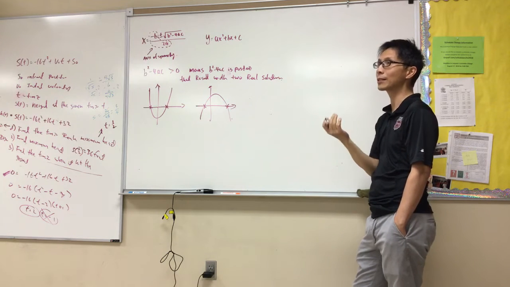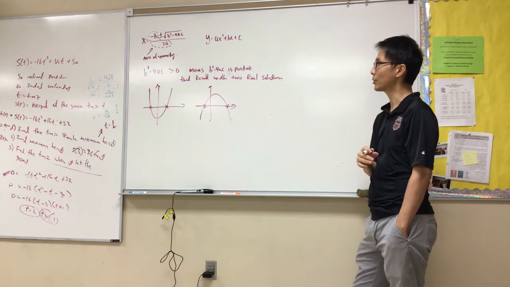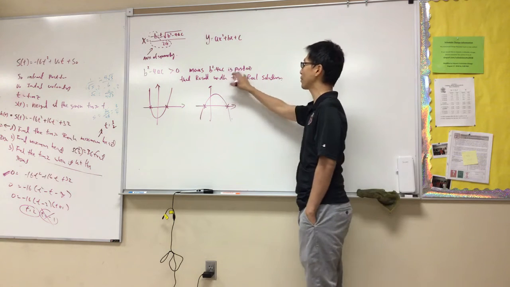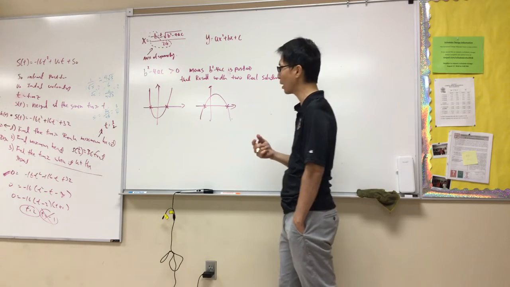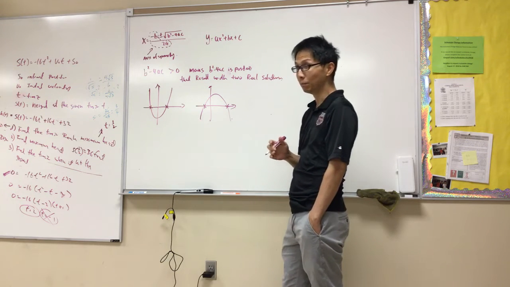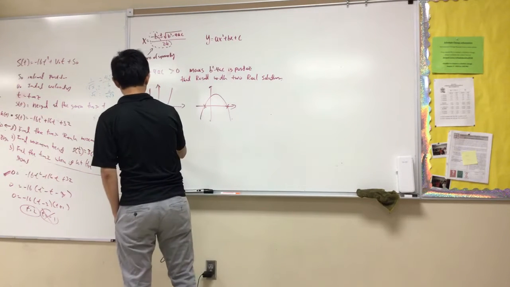Every time you touch the x-axis, that means one solution over there. So if b squared minus 4ac is positive, then that means you have two solutions. We're going to talk about which two they are. Am I going too fast? No, okay.